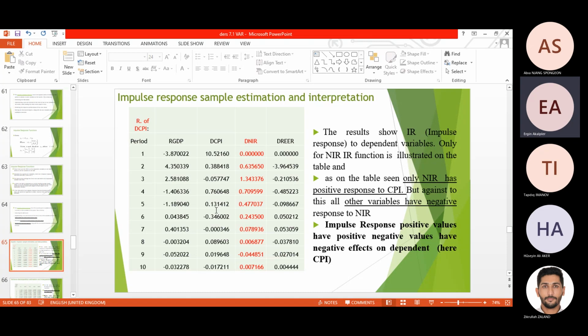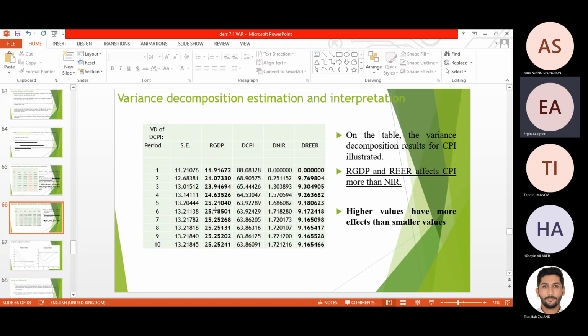The impulse response: positive values have positive effects and negative values have negative effects on the dependent variable, as represented on the graph. The variance decomposition estimate and interpretation is also given here. And here then the real GDP is given, the consumer price index, the real effective exchange rate, and the nominal interest rate again. When you are looking at the numbers, the higher the values, the greater the effect of the explanatory variables on the dependent variable.